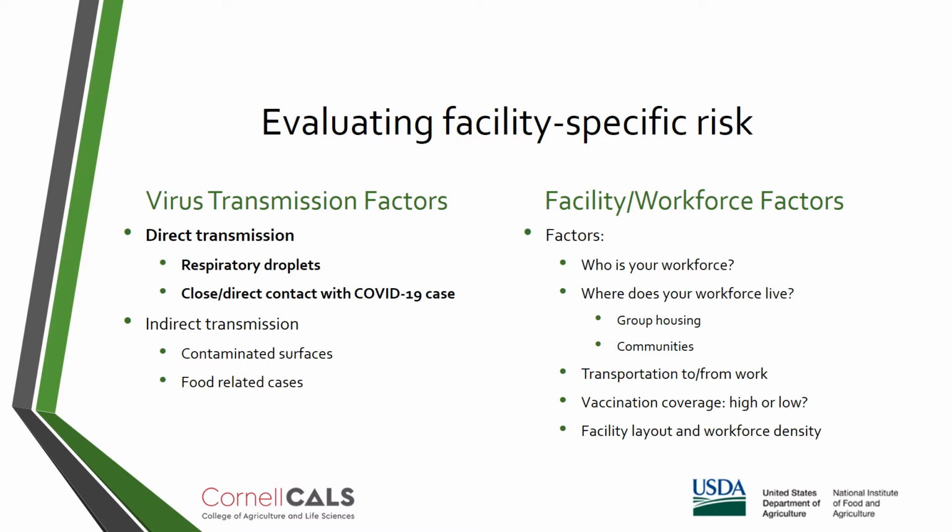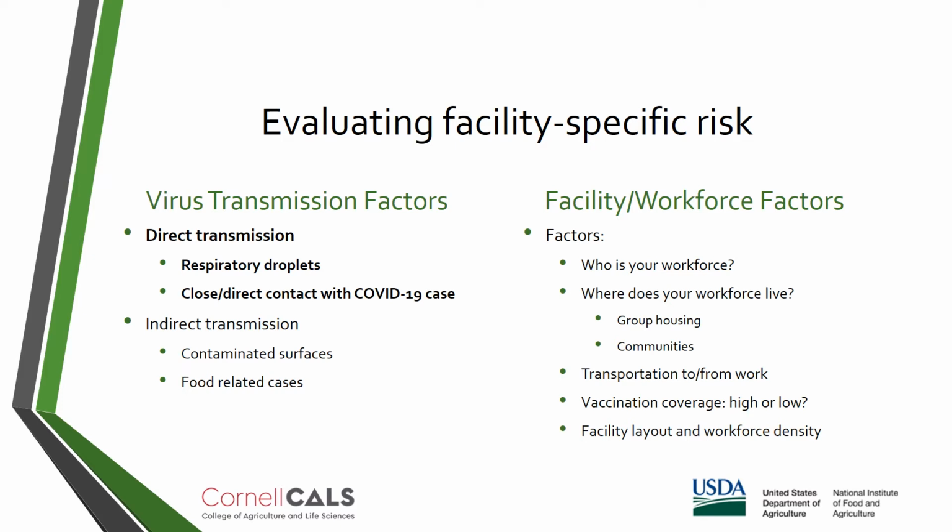So how do we evaluate risk on a facility by facility basis? There's a few different factors that we need to think about. So the first, on the left-hand side of the screen here, we see that there's different virus transmission factors. So the top bullet, direct transmission. Examples of direct transmission, and Al covered this in the previous module, would be respiratory droplets getting from one person to another, or close or direct contact with someone who has COVID-19. Whereas indirect transmission would be transmission through contaminated surfaces, and then Al also talked about food-related cases in the previous module, which are much less likely to occur.